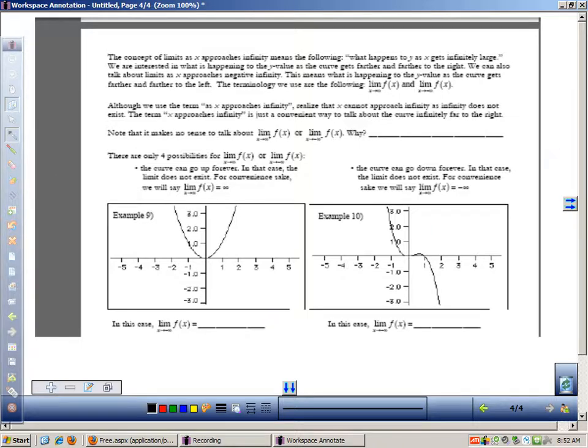So we have 4 possibilities as x approaches infinity or as x approaches negative infinity. Our first possibility, I'm going to label this one number 1. For our first possibility, the curve just keeps going up forever. So as x approaches negative infinity, as I keep going this way to the left, my function just keeps going up and up and up. We say that the limit as x approaches negative infinity is infinity.